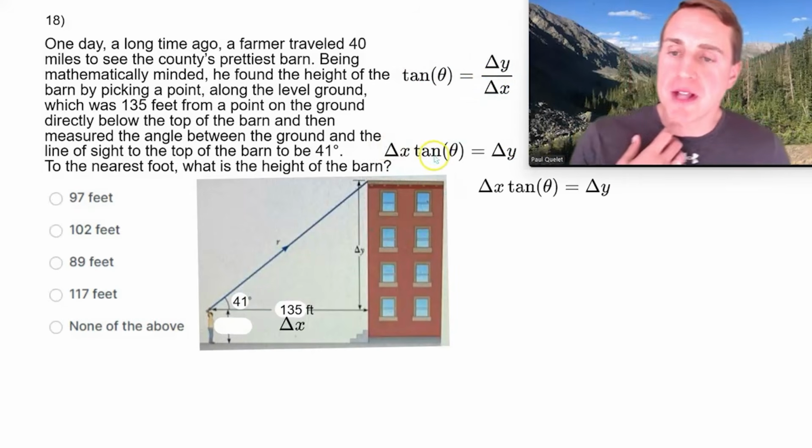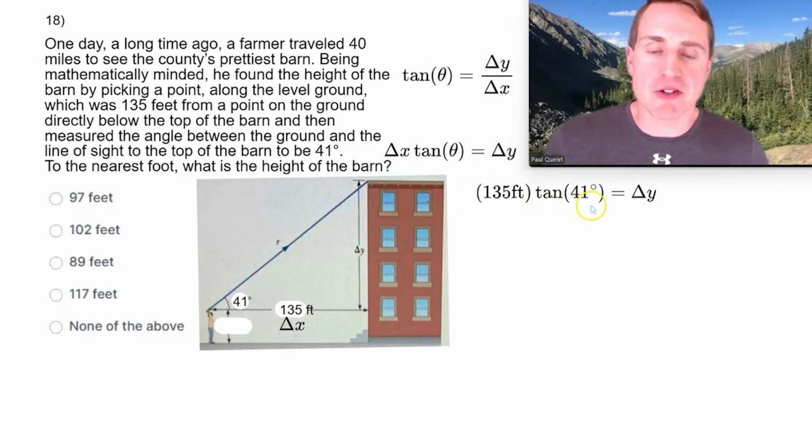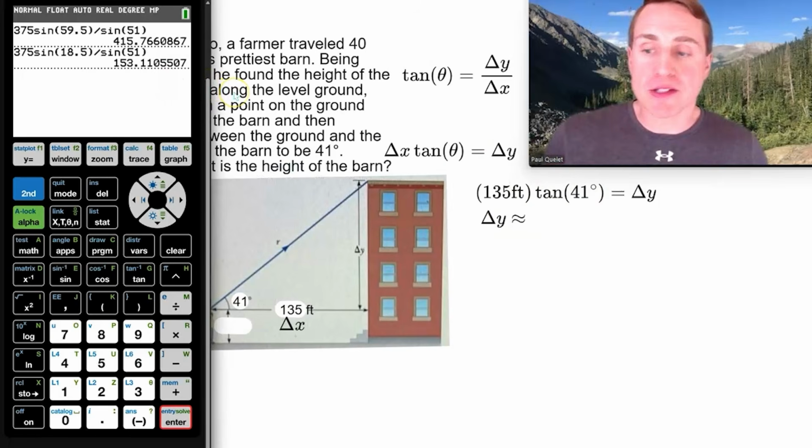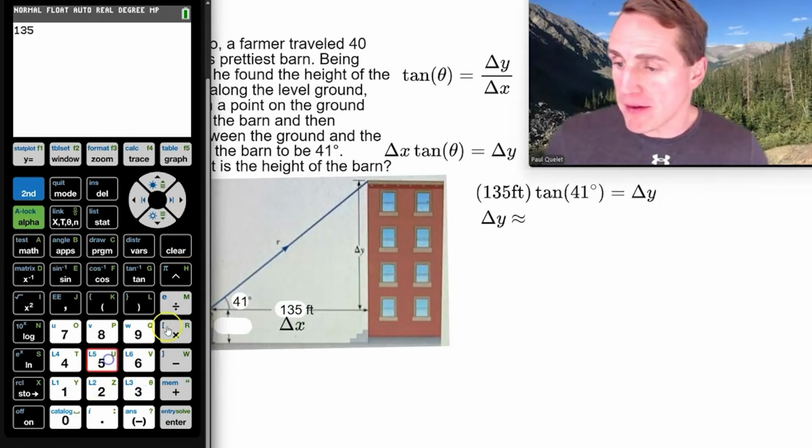Okay, so we have our formula. Delta x tan theta equals delta y. Let's put the numbers in. It's 135 feet times the tangent of 41 degrees. So making sure our scientific calculator is in degree mode, let's do 135 times the tangent of 41 degrees to get our answer.